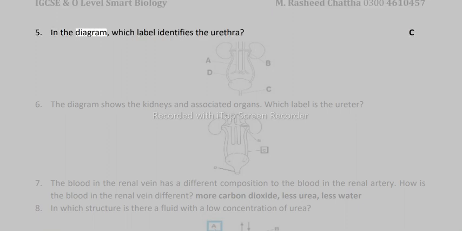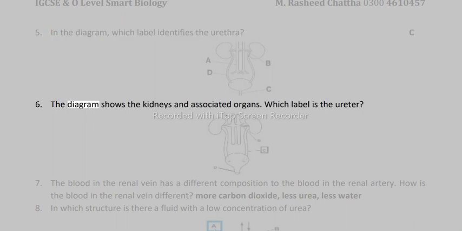5. In the diagram, which label identifies the urethra? C. 6. The diagram shows the kidneys and associated organs. Which label is the ureter?